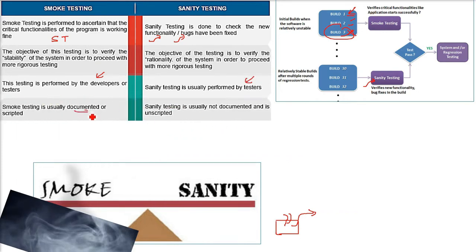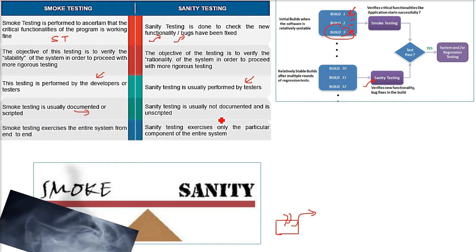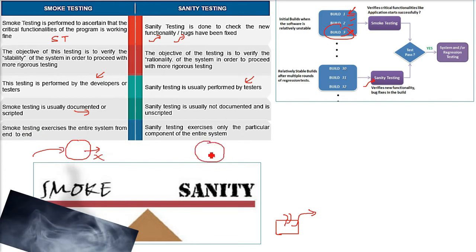Smoke testing is usually documented or scripted. Sanity testing is not that much documented, or you can call it unscripted. Smoke testing exercises the whole system from end to end, so this is a broad and shallow kind of testing. Sanity testing exercises only a particular component or part of the entire system, so this is a narrow and deep kind of testing.